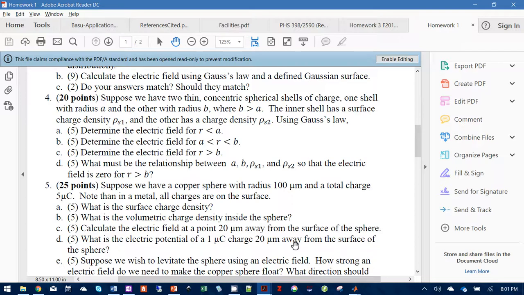Yes. Inside of what? What shells? Inside the inner shell. Okay.